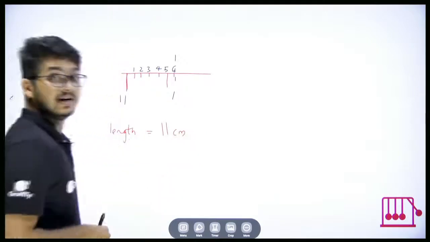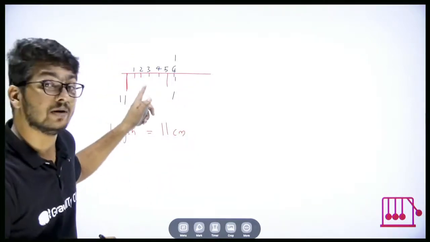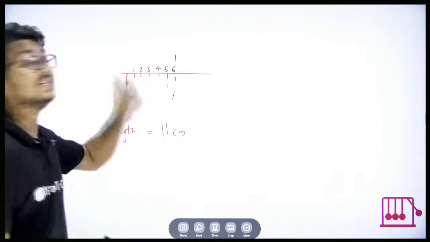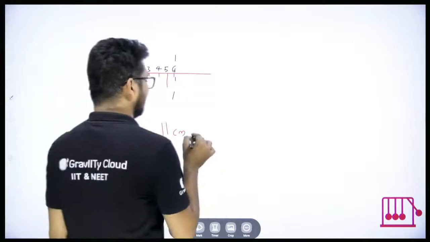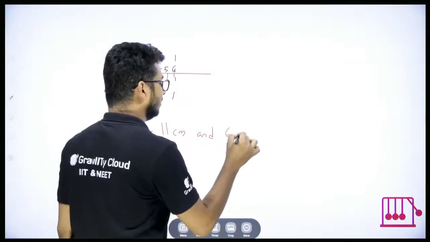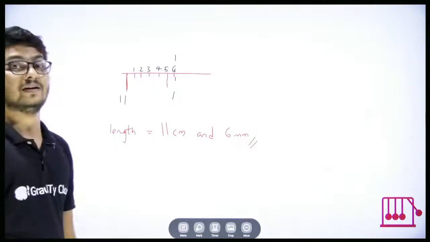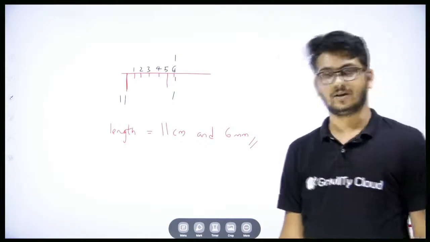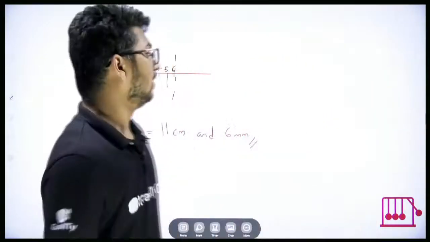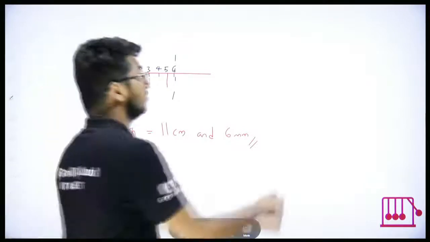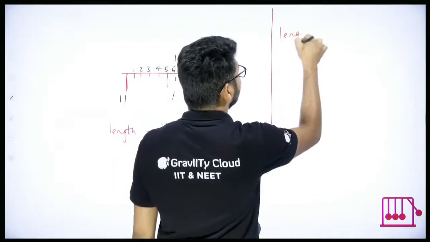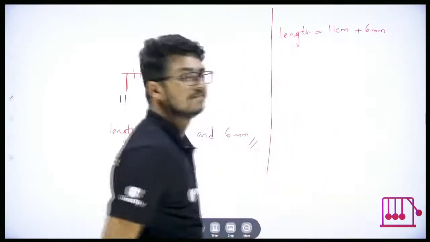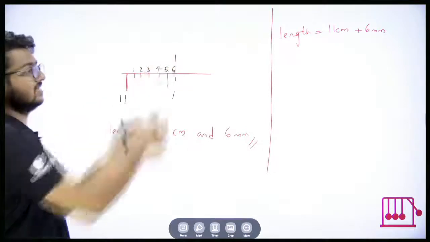11 centimeter, and after 11 centimeter we have how many parts? 1, 2, 3, 4, 5, 6. Each part 1 millimeter. 6 parts 6 millimeter. So 11 centimeter and 6 millimeter. Got it? Yes? Now how do you write this down? Now there's a simple way. Now the length is equal to 11 centimeter plus 6 millimeter. Yes or no?